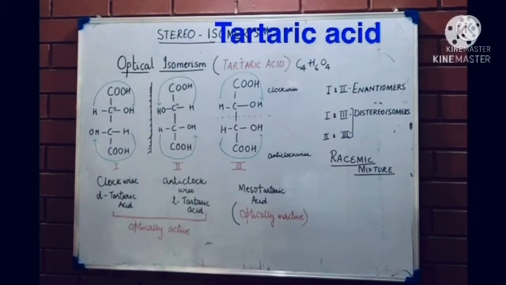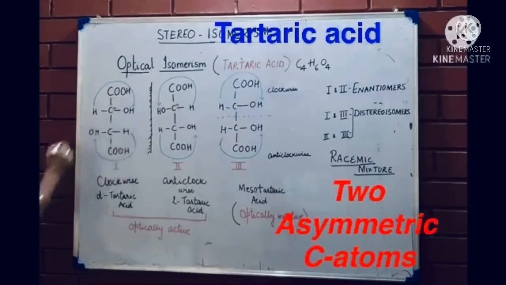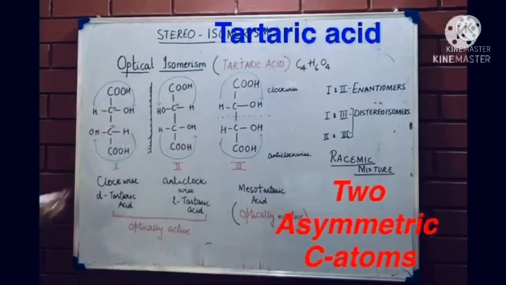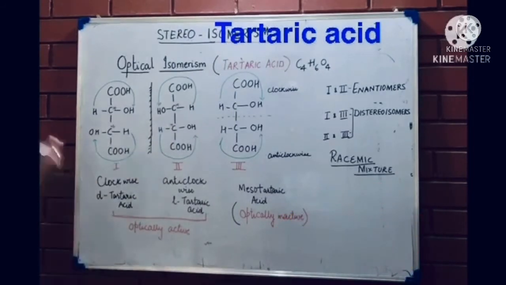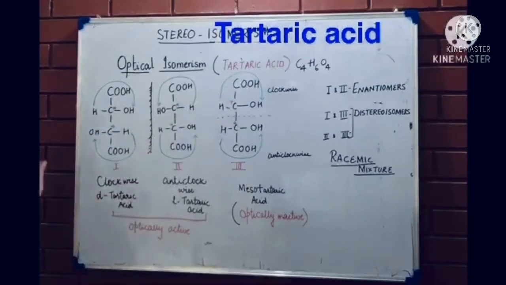Now see, in all of them, there are asymmetric carbon atoms. That is, this carbon atom contains 1, 2, 3 groups, and consider this as the 4th group. So all four groups are different. This is asymmetric. Similarly, this carbon atom has 1, 2, 3 groups, and this group. So there are 2 asymmetric carbon atoms. So even this one contains asymmetric carbon atoms, all of them. That means all 3 structures contain asymmetric carbon atoms.